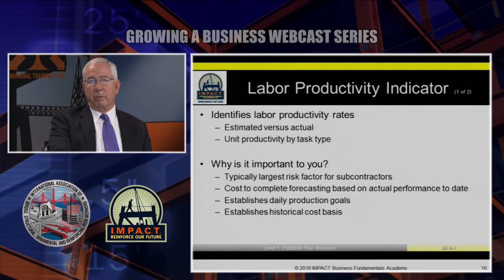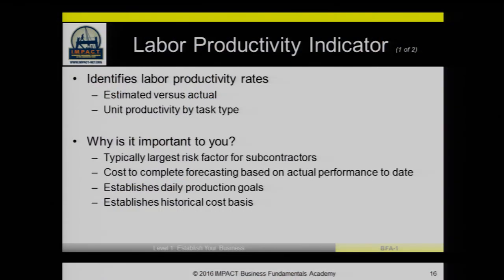So let's talk about labor productivity for a minute. This identifies the labor productivity rate, and it's estimated versus actual. And the concept is earned value, which is a really important concept in construction. And so if you think about it in the context of, if we've estimated that something's going to take about 100 hours to perform, then we should be able to install it at that rate. And it should be tracking exactly with what we've estimated, and that's in the ideal world. But you need to know, first of all, what are the actual production rates? How are we doing relative to our estimates?